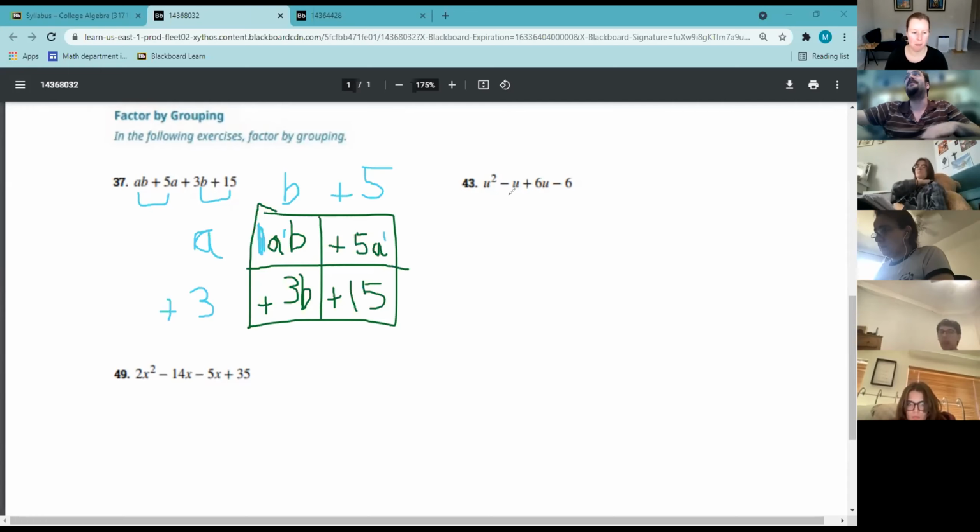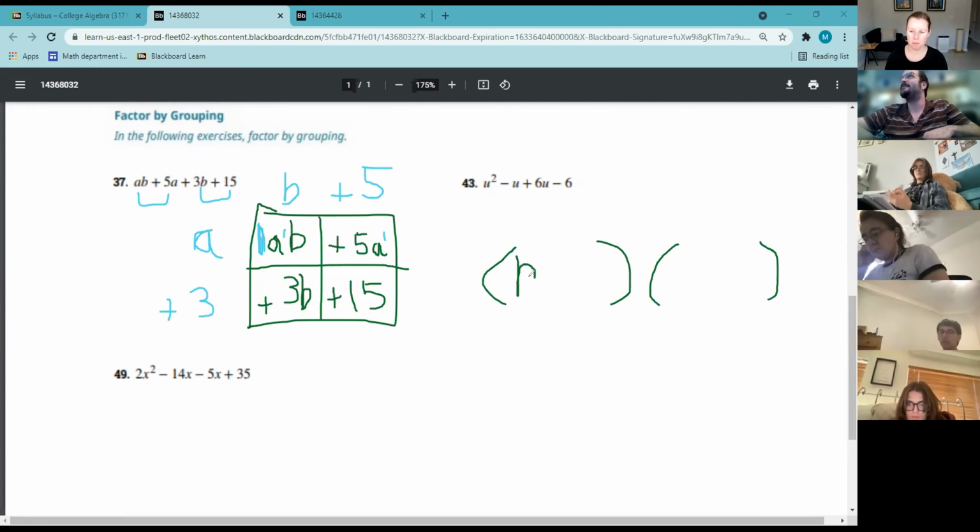So if you do it this way with the box method, what are the 2 things you should be getting out of here? So is it just B plus 5 times A plus 3? Ooh, look at that. Breezing through the blocks. B plus 5, A plus 3. That's it. Okay. Can I ask a question?